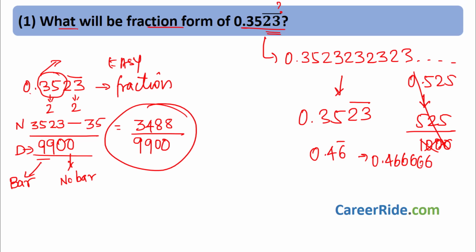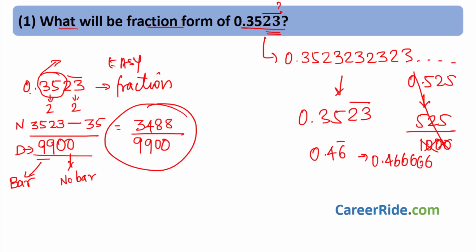Moving to question number 2. What is the value of 5.55 plus 5 plus 5.5 plus 5.555 plus 5.05 plus 5.00? Now over here we see that the maximum number of decimal places is 3.